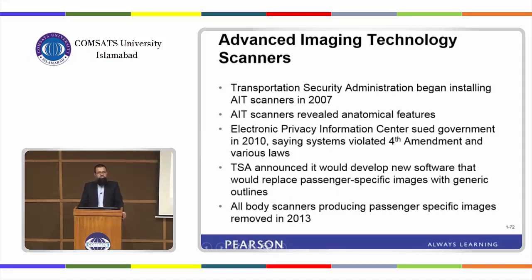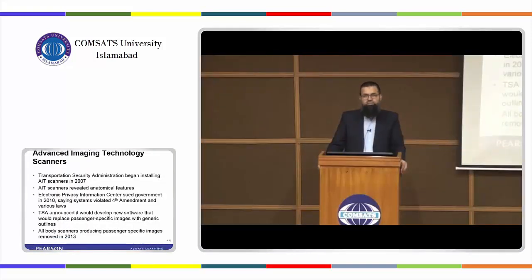Another possibility of information dissemination is the scanners that we have at different public places like airports and other kinds of stations. In the US they installed scanners that were displaying the real images of the human body, which is quite possible due to the high-tech scanners. Then there was a movement against such scanners, saying that it is again a violation of privacy and should be stopped. The images should be imaginary or fake, just standard kind of images, and shouldn't be real images of the human body. So in 2013 they removed such scanners. That's all for this chapter.